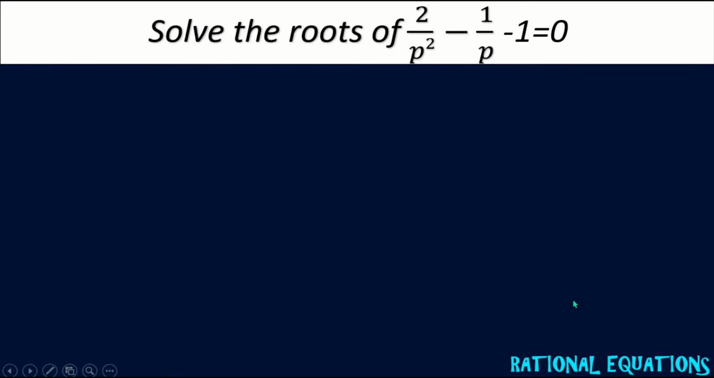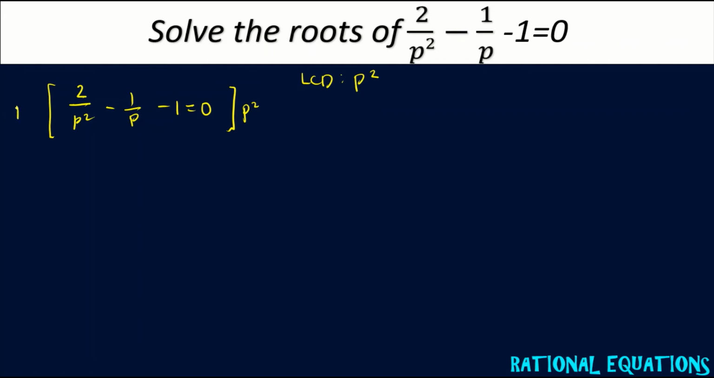Next, example number 2. How about if we have solve the roots of 2 over p squared minus 1 over p equals 1. So, let us solve this. By having the LCD, we have 2 over p squared minus 1 over p minus 1 equals 0. Okay, so the LCD of the given rational equation is, okay, based dun sa ating mga denominators, p squared and p. Okay, so the LCD is p squared. And whatever the LCD is, multiply it both sides of the equation.